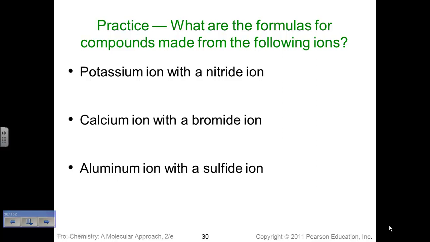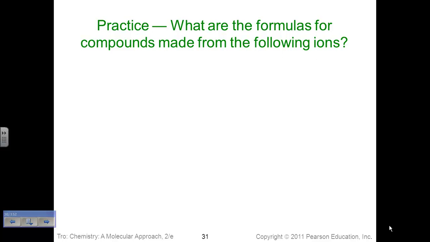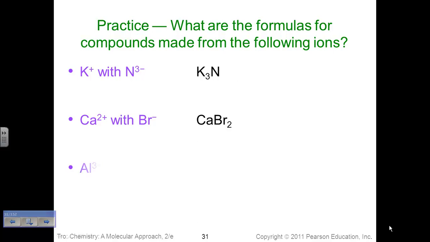Here we have potassium ion with a nitride ion. Potassium symbol is K. It's in group 1, so it will be carrying a +1 charge. Potassium ion with a nitride ion: N is in group 5A. It has to carry a -3 charge. Did you write K3N? Potassium nitride.